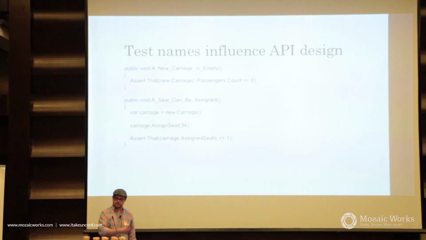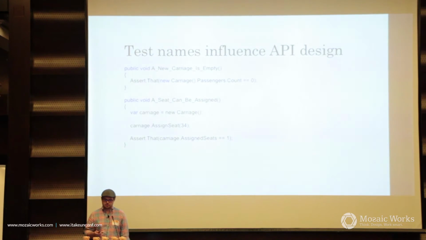In the first test here, we state a new carriage must be empty, but the verification is checking a collection of passengers. In the second test, we're checking for some number of assigned seats, rather than that the seat we assigned was actually assigned. Here we are violating both the law of Demeter, or 1 dot per line, and command query separation, or tell don't ask.